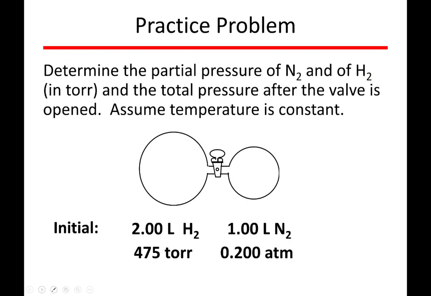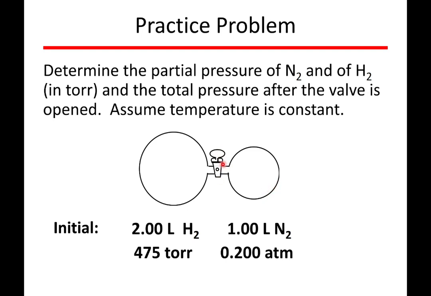We're going to take a look at an example problem that's going to involve Dalton's law of partial pressures. And this is another case where it's nice to look at an example that is somewhat complex and talk about how we can break it down into manageable pieces and identify what type of problem we're working with here. In this problem, we have an apparatus which contains two chambers that are separated from one another by a valve. And initially, in one of the chambers, we have 2 liters of pure hydrogen gas at a pressure of 475 torr. And on the other side, we have 1 liter of nitrogen gas at a pressure of 0.2 atmospheres. So initially, these gases are pure.